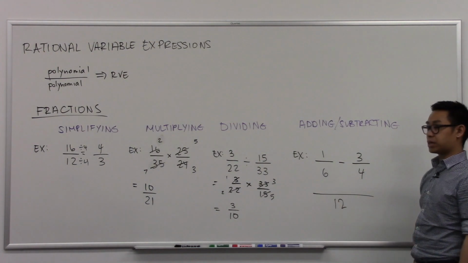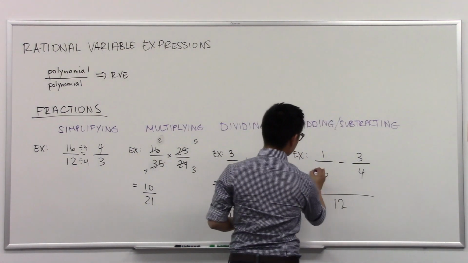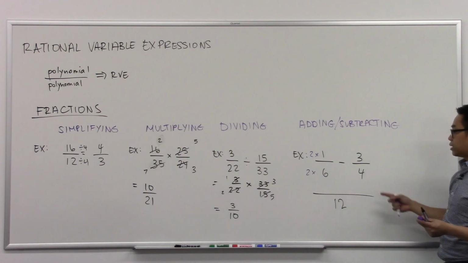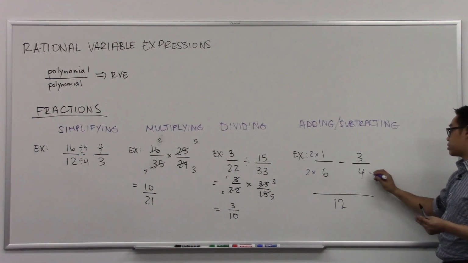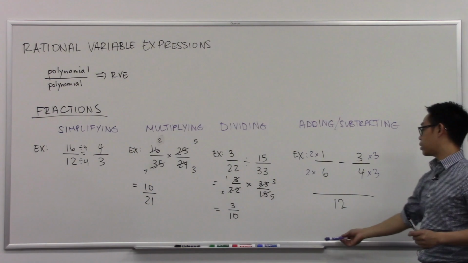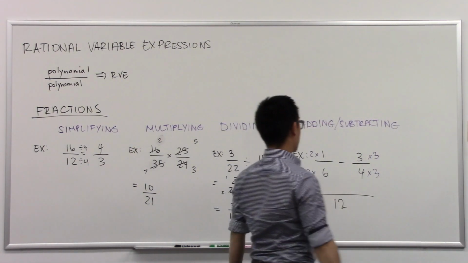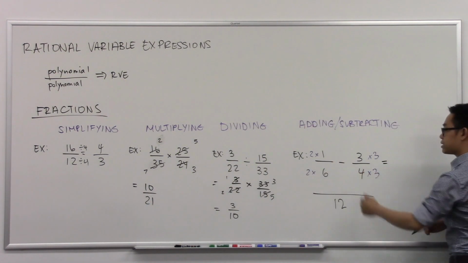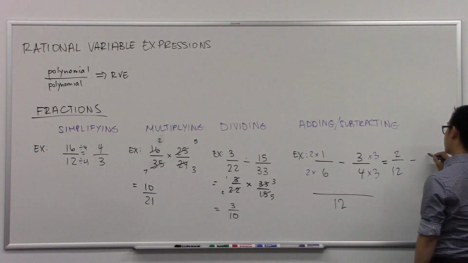6 goes into 12 how many times? 2. So it's like you have to take this 6 and multiply it by 2. 4 goes into 12 how many times? 3. So you have to multiply both the top and bottom by 3. You cannot multiply the bottom by 3 and not the top. Now back in grade school, this is what you would do. You would write it like this. You'd multiply. You'd get 2 over 12 minus 9 over 12.